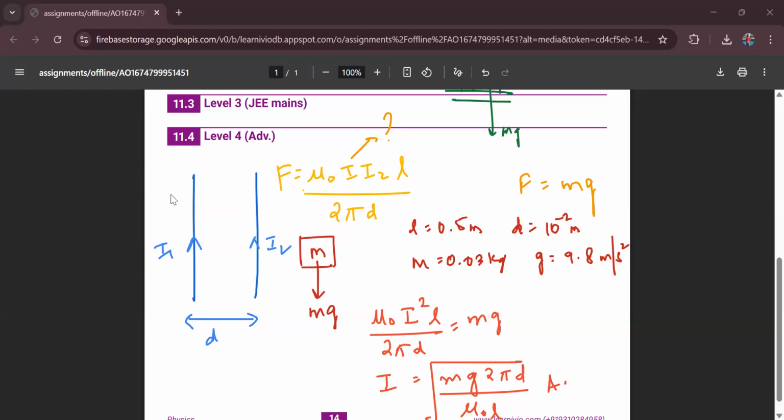Ma'am, is 280 the answer? How much are you getting? 280. We'll have to check this. I think it will be a little less than 280. Have you taken 9.8? No, ma'am, I think I made a mistake. I put M as 0.08, not 0.03, so it might be a mistake. That's right. Okay, anyways, you can do it later.